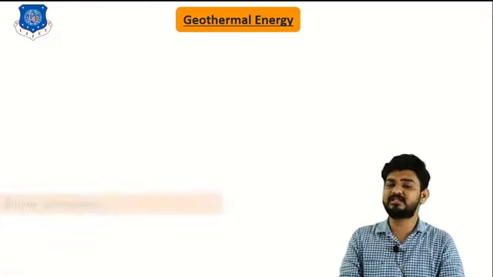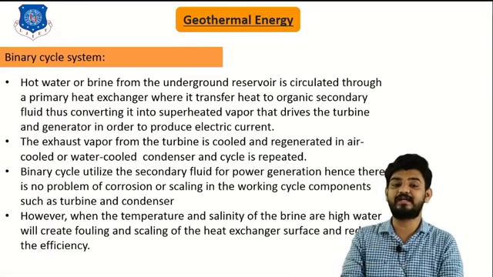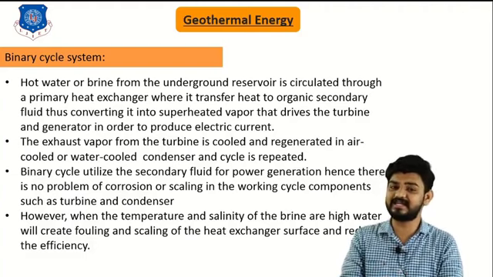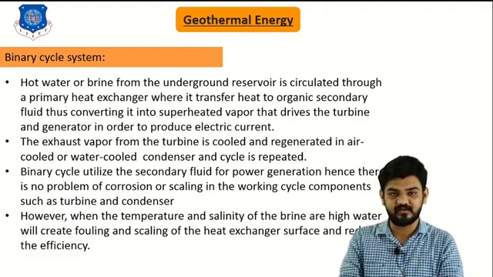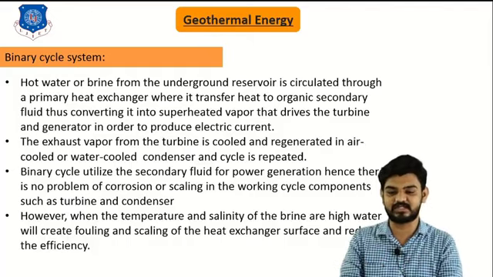Now, the steam exhausting from this turbine section is sent to a direct contact condenser, where it is cooled and regenerated by means of an air cooled or water cooled condenser, so that we can repeat the cycle and produce electricity continuously.